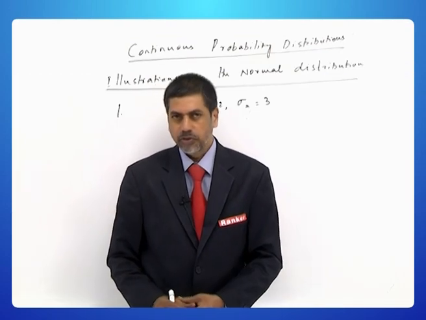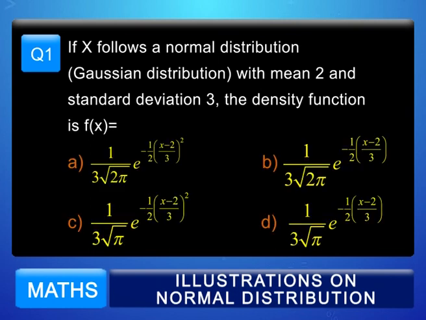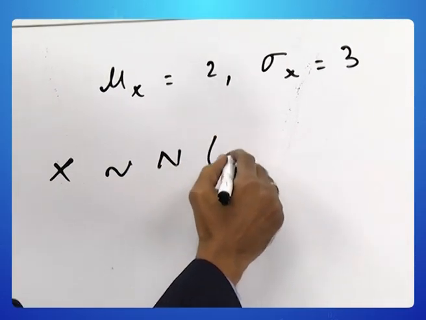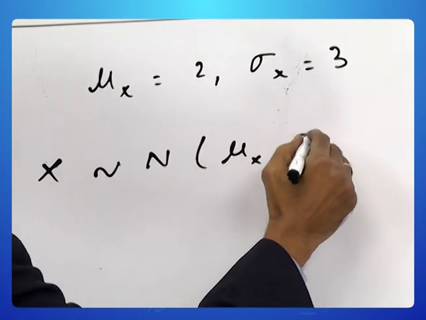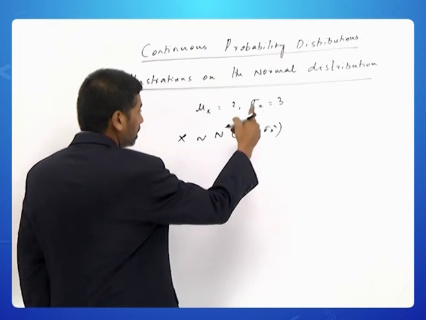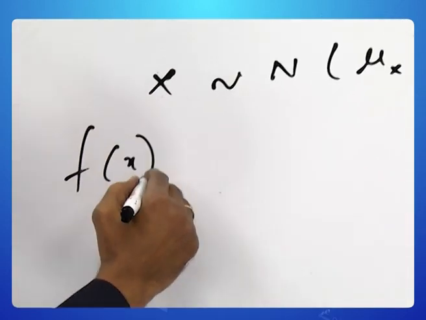Let us now look into some illustrations. Question number 1. If x is normally distributed with mean 2 and standard deviation 3, what is the density function of this random variable? So, we are given x is normally distributed. Mean is 2, standard deviation is 3. So, the question is, what is the density function?